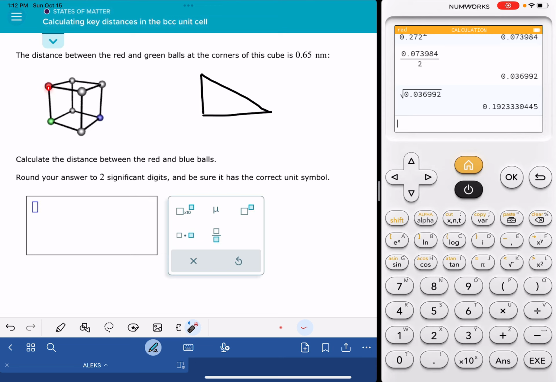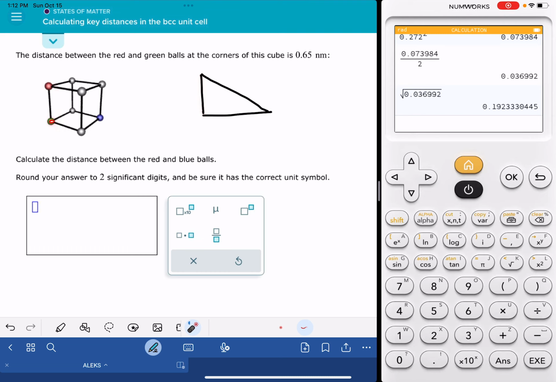So we've got 3 different distance relationships in the BCC unit cell. We've got this relationship with 2 spheres that are sharing an edge of the cube. And that relationship is going to be represented by the short side of your triangle right there. So this distance right here is this guy right here.